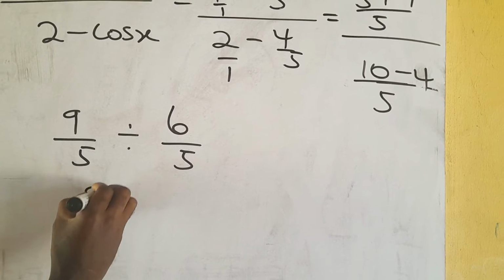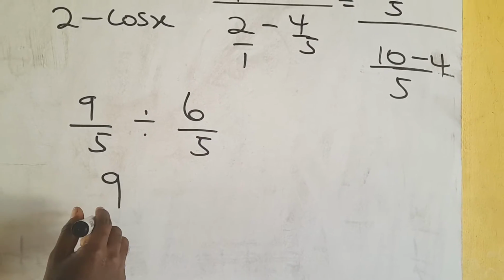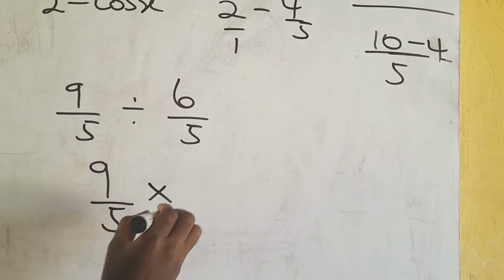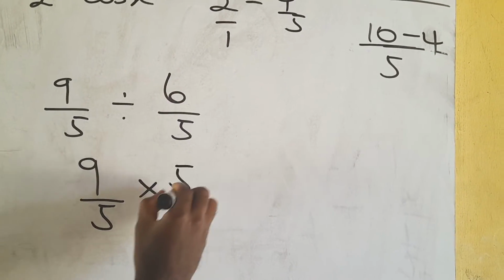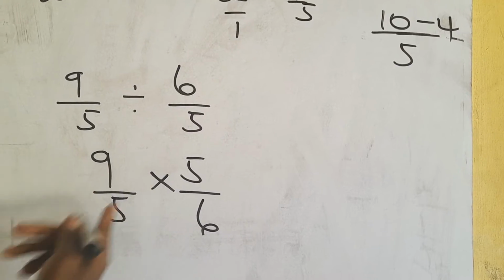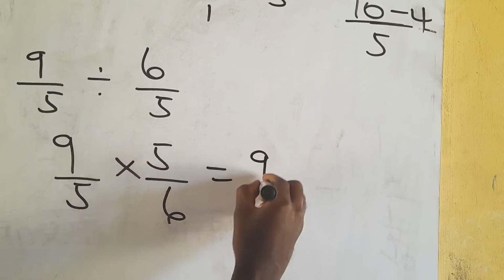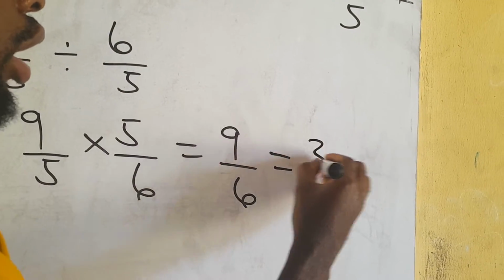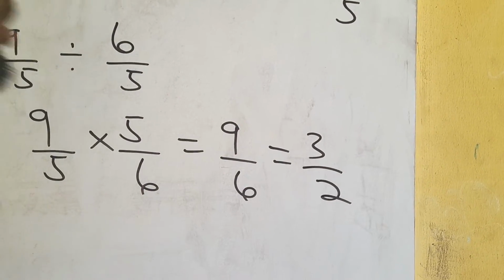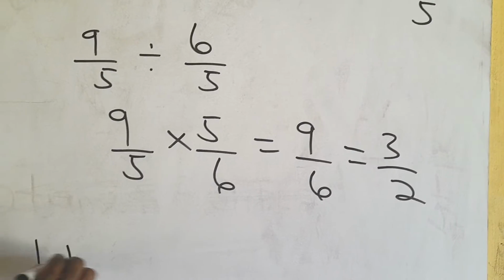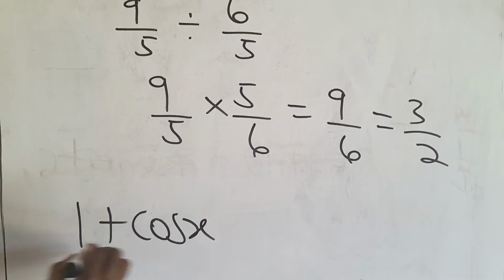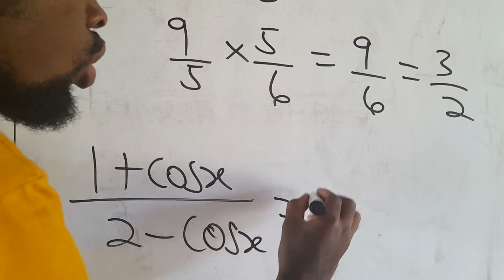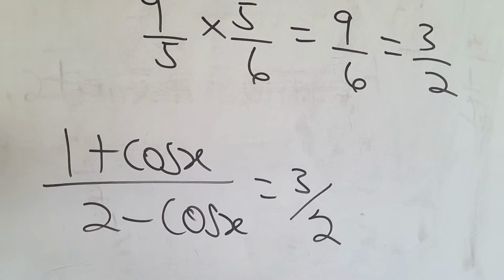And we can change this to a multiplication problem by reciprocating. So we say 9 over 5 times 5 over 6. 5 will divide 5, so we'll have 9 over 6. So 3 will divide 9 3 times, and divide 6 twice. Then we can say 1 plus cos x over 2 minus cos x will be equal to 3 over 2.